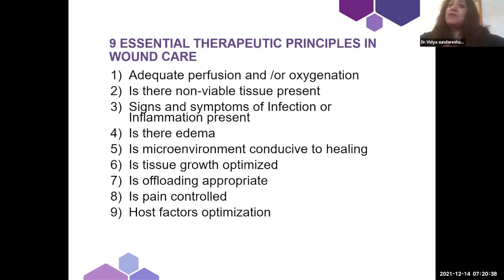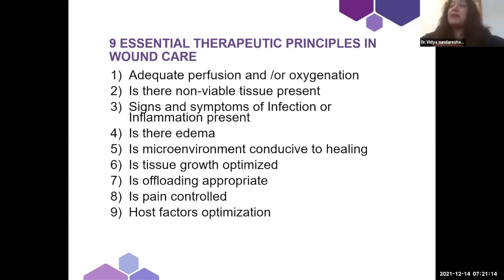And secondly, if it's done in the order that is actually prescribed, you will not make mistakes. If there is an arterial issue and you are applying compression to this patient's limb, you may not be doing the right thing. So the first and foremost thing you want to do is assess if there's adequate perfusion or oxygenation. Next, you want to see if there's any non-viable tissue present in that wound. If there's any non-viable tissue, you want to make sure that that's debrided and taken care of.